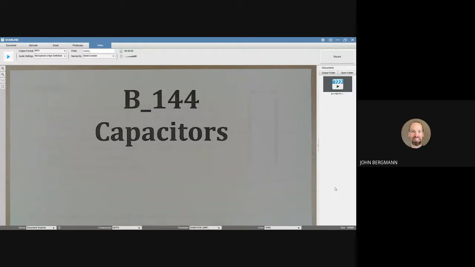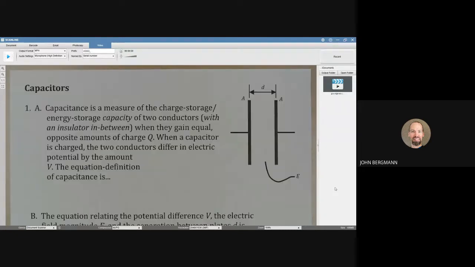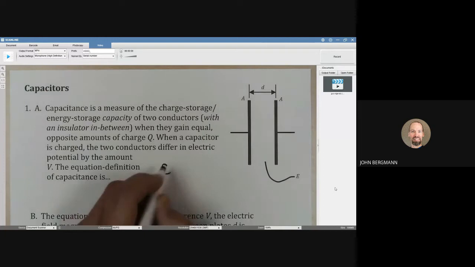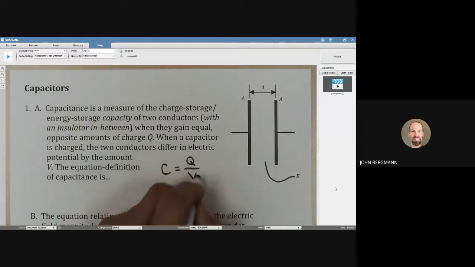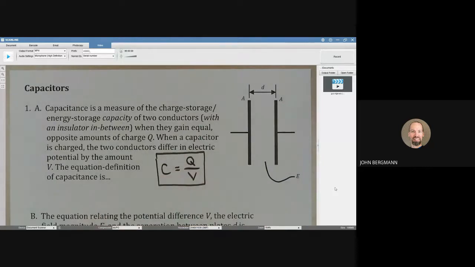This video is capacitors. Capacitance is a measure of the charge storage or energy storage capacity of two conductors with an insulator in between when they gain equal opposite amounts of charge Q. When a capacitor is charged, the two conductors differ in electric potential by the amount V. The equation definition of capacitance is the charge divided by the potential. We're going to be seeing that equation quite a lot.